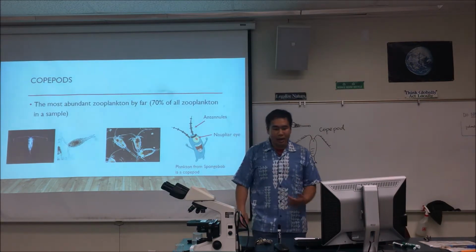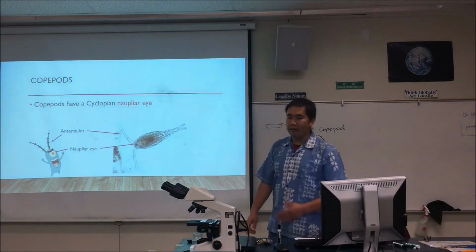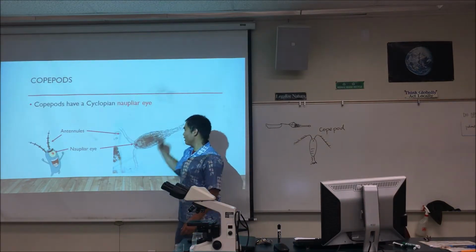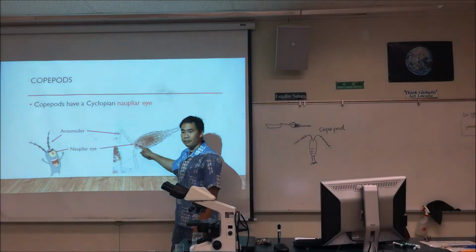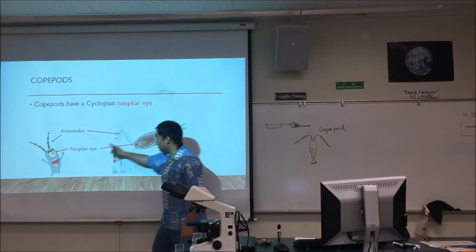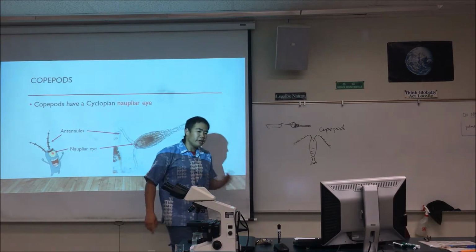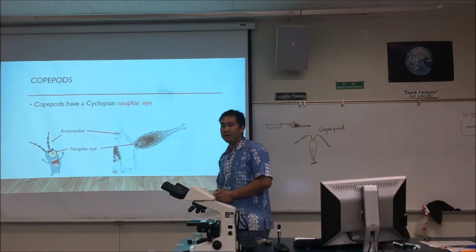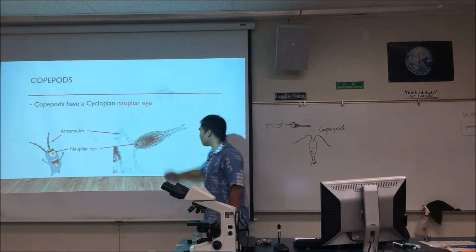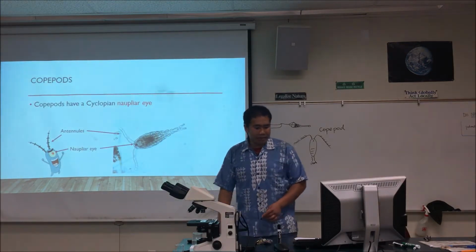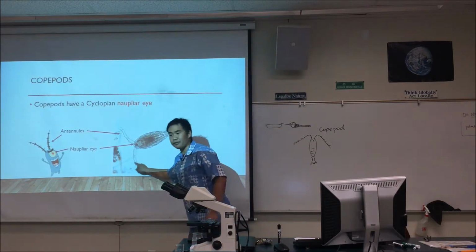Copepods have a cyclopean naupliar eye. There it is, right there. Copepods have 1 eye. And they have these antennules with these little hairs on them. What do you think they're trying to do with those hairs? Actually, they move using their legs. A good guess. What do you think they use the little hairs on this for?